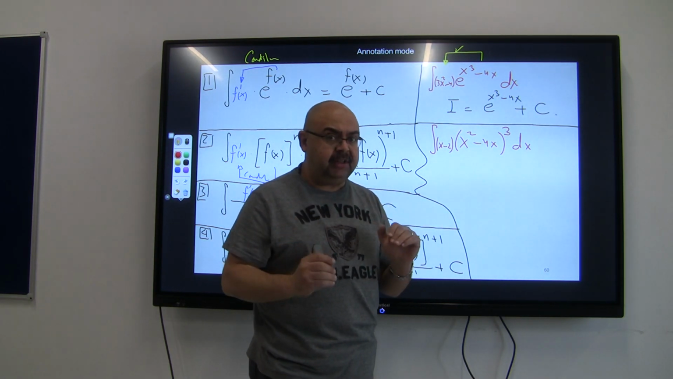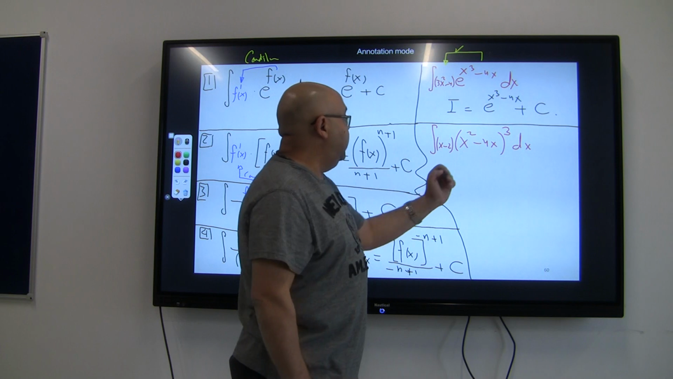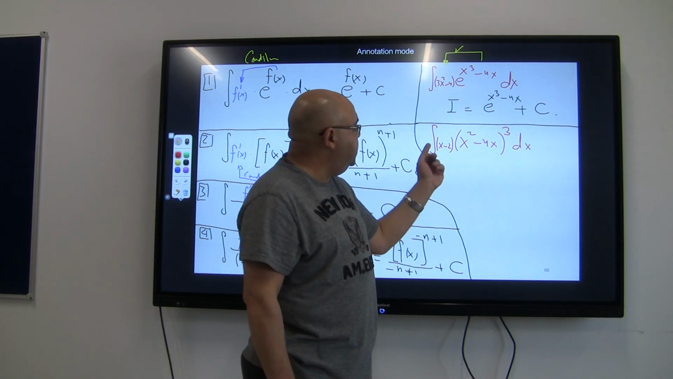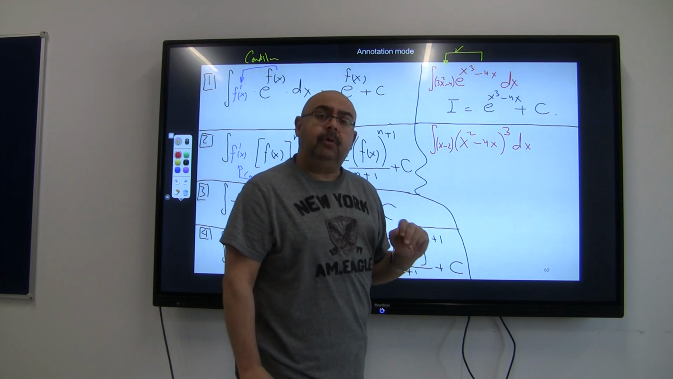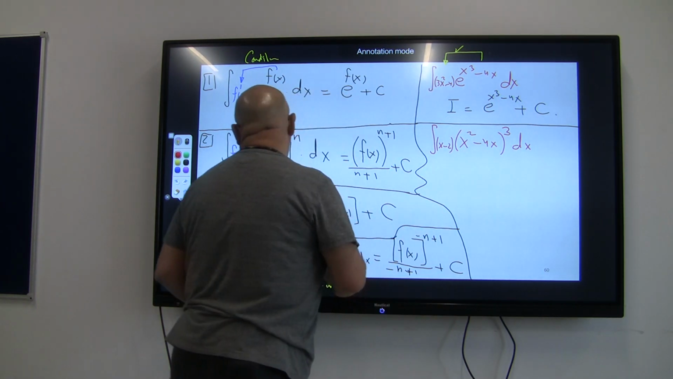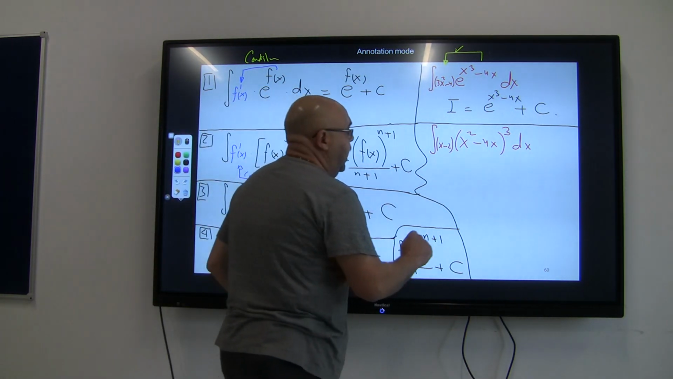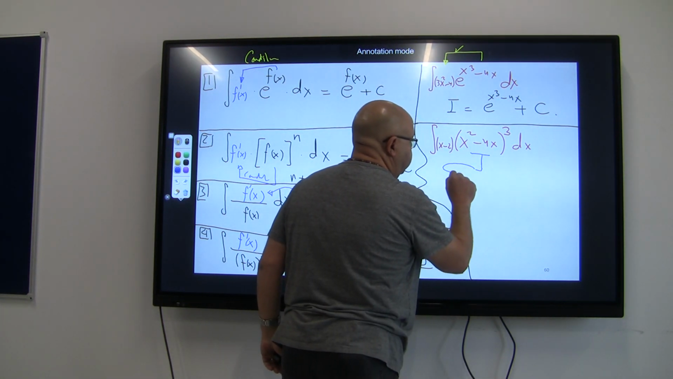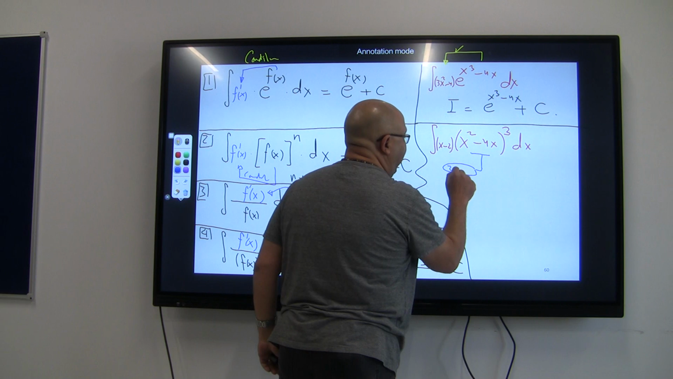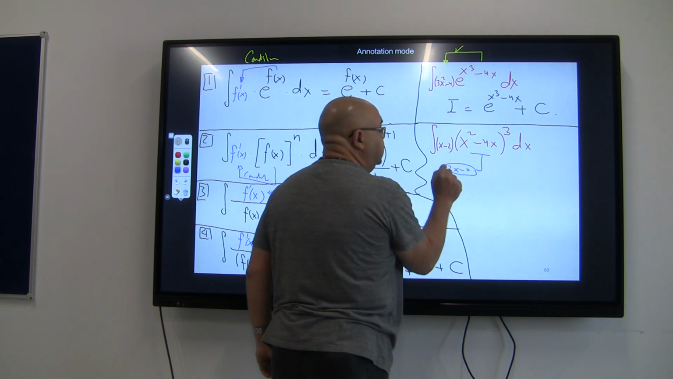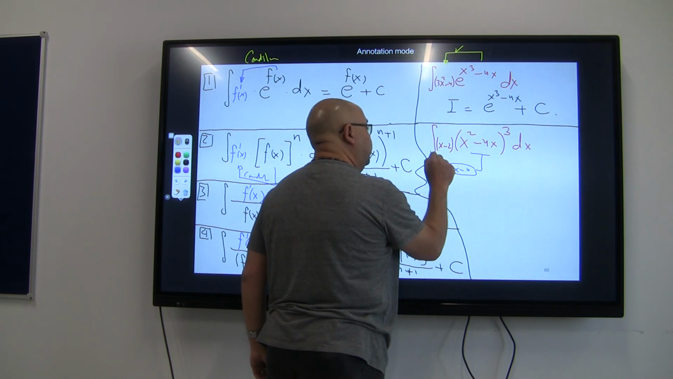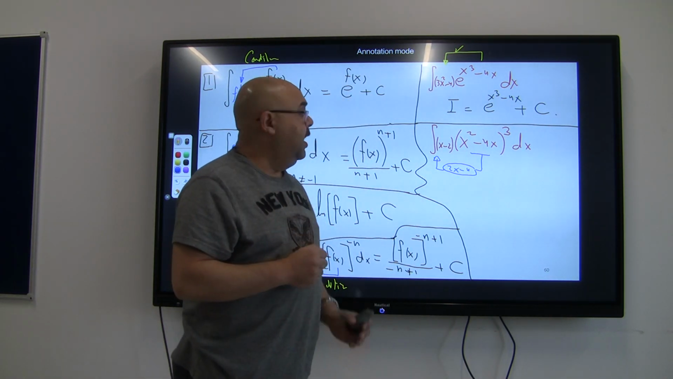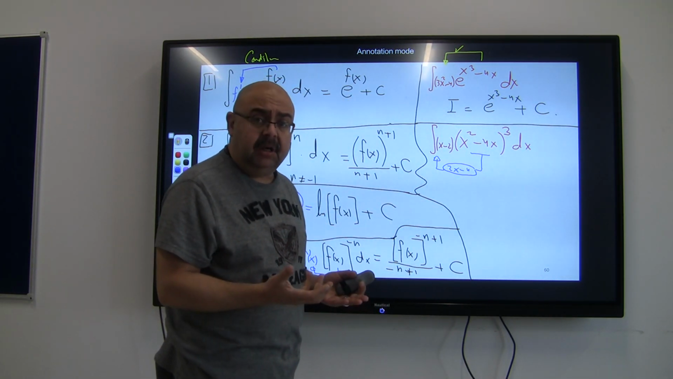Before you integrate, you have to be sure that the derivative of the function inside the bracket already exists over here. How to be sure about this? Just differentiate the thing and try to compare. If I differentiate this function, it's going to be 2x minus 4. Does this value exist here? No, it's missing the 2. So how to handle it?